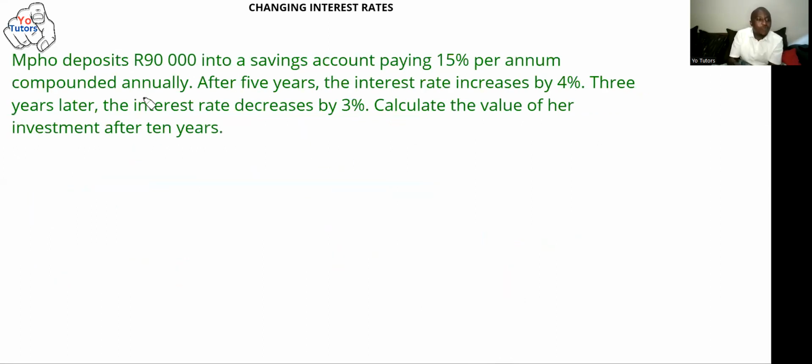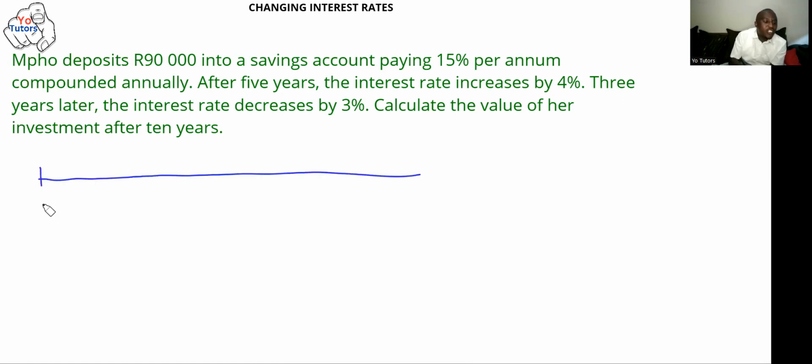Now let's look at the last one here. Deposit 90,000 in a savings account paying 15% per annum compounded annually. After 5 years, the interest rate increases by 4%. 3 years later, the interest rate decreases by 3%. Calculate the value of your investment after 10 years. So what do we do? Let's come again with our timeline.